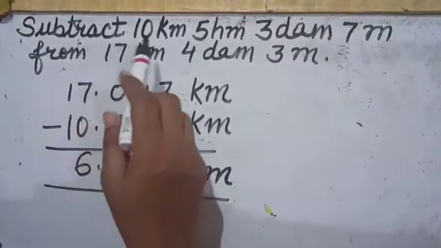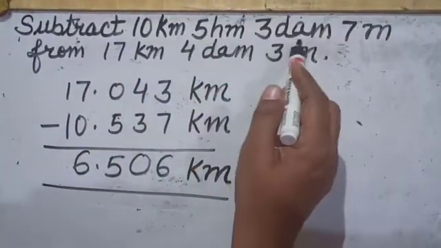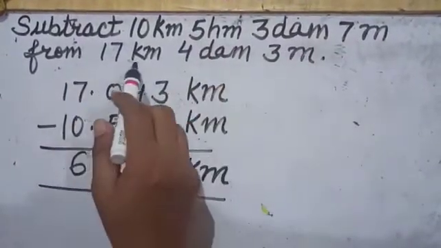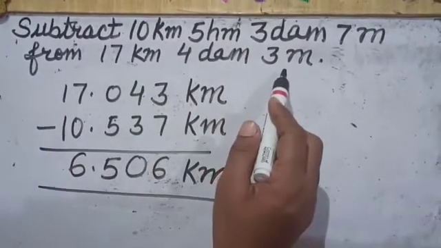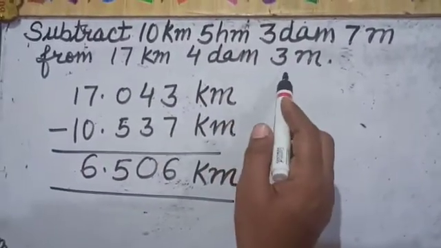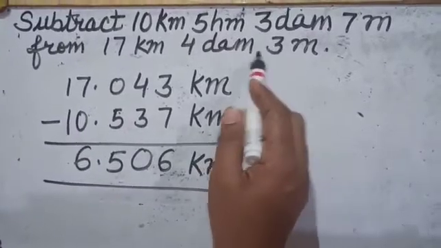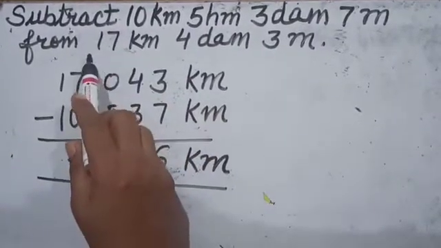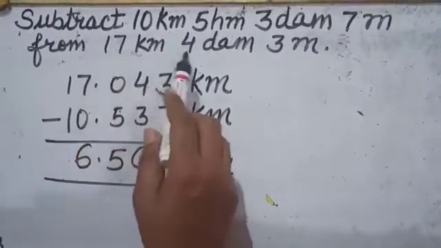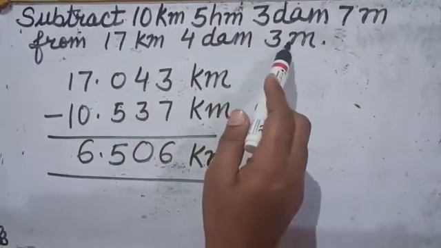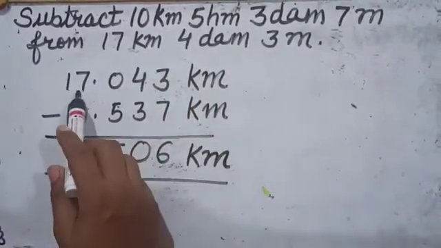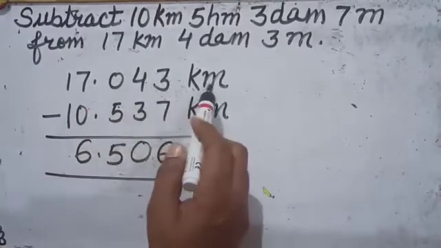Next is subtract 10 kilometer, 5 hectometer, 3 decameter, 7 meter from 17 kilometer, 4 decameter and 3 meter. In this sum also you will convert the smaller unit into bigger unit. So let's start. 17 kilometer, 4 decameter and 3 meter. First convert into kilometer. It will be 17.043 kilometer.